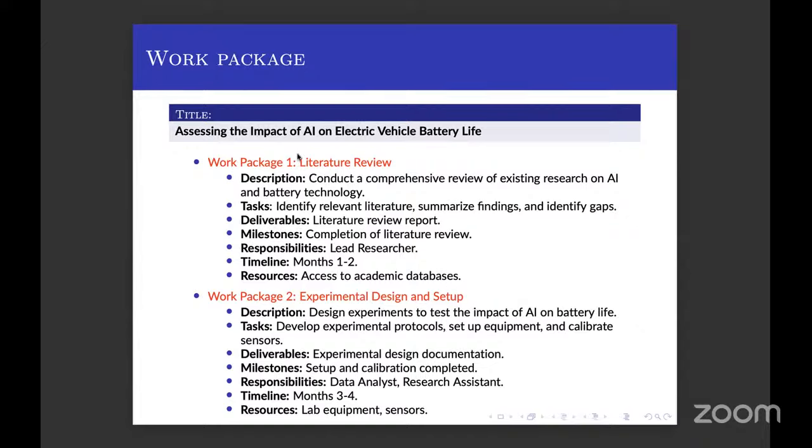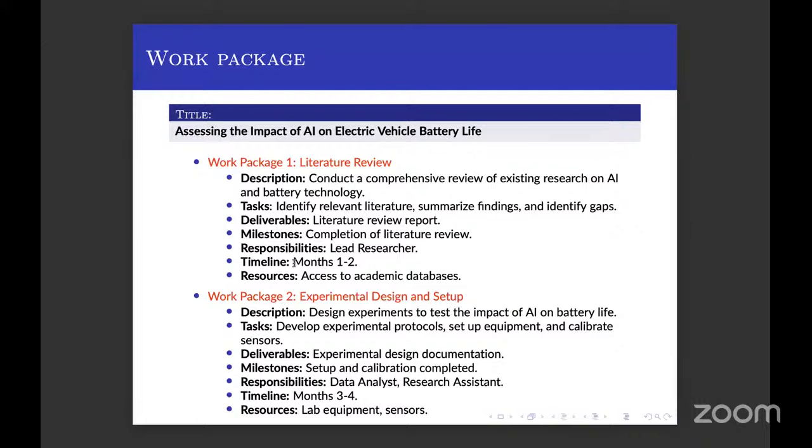In the work package, you describe how you will do the literature review, how much data you will take, and the timeline. So I have divided it into description, task, deliverables, milestone, and responsibility: who will be responsible for work package 1, how much timeline it will take, and what resources I will be using. These things have to be mentioned to give confidence that these people have studied, and that is why they are writing the proposal, and that is why it has to be given.